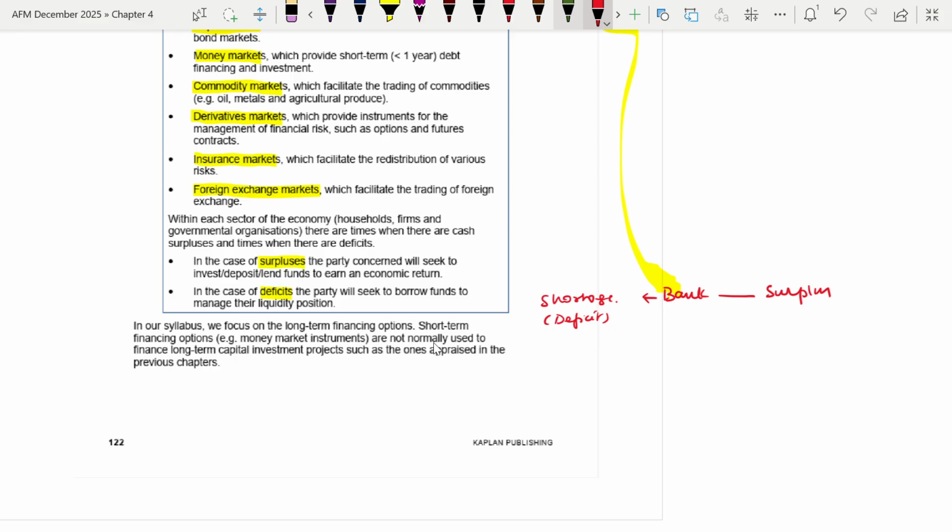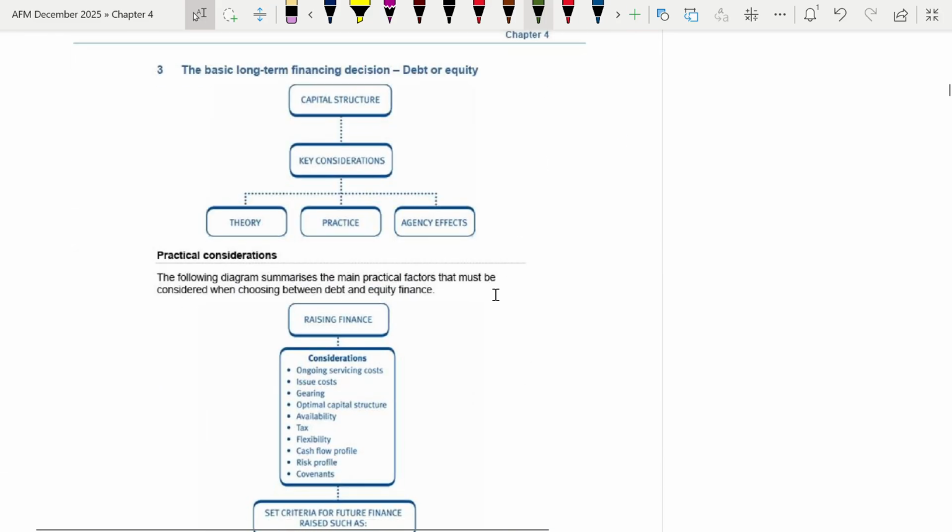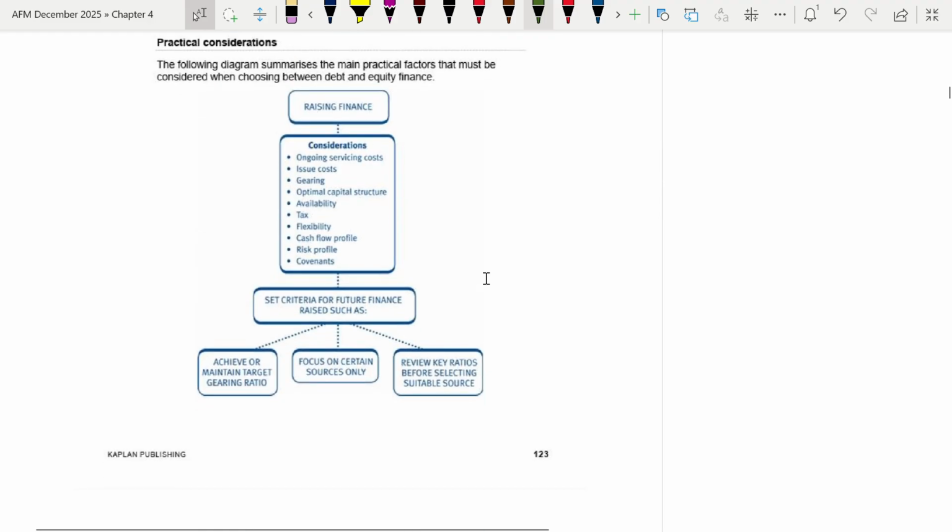In our syllabus, we focus on long-term sources of finance. Short-term sources are not normally used to finance long-term projects. We are very clear: we are focusing on long-term financing options. Now coming back to this, what is the theory? What are the considerations?